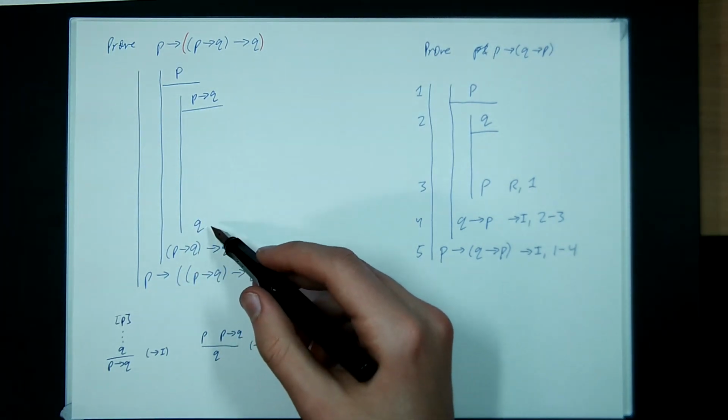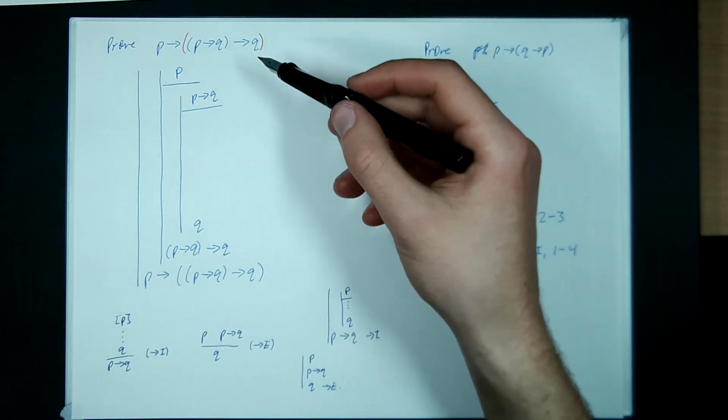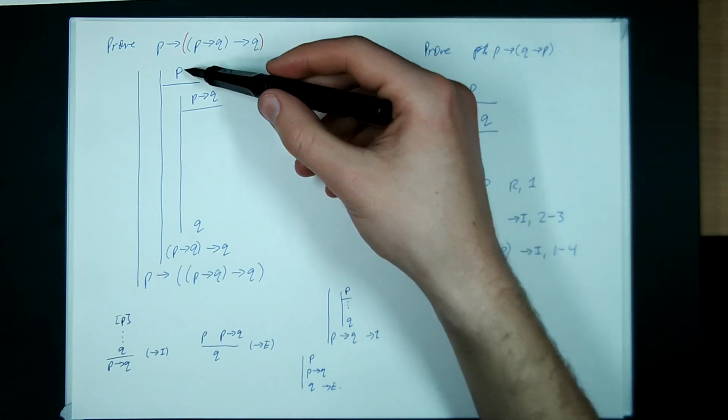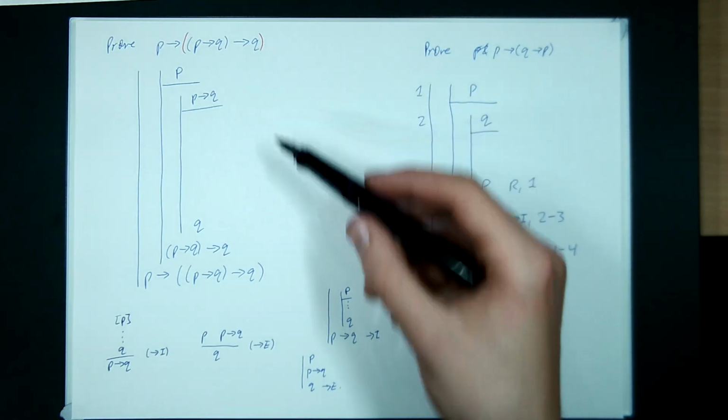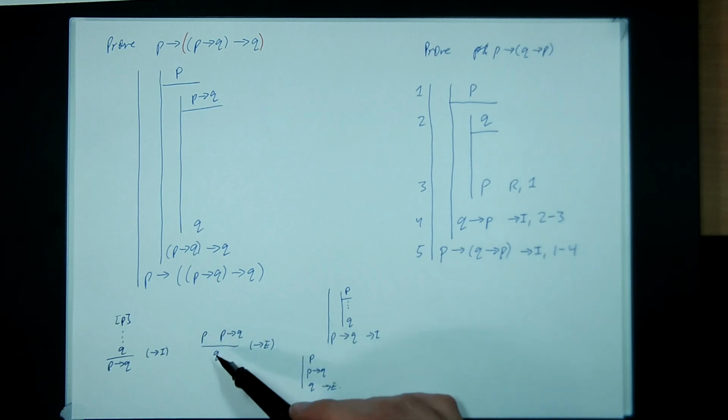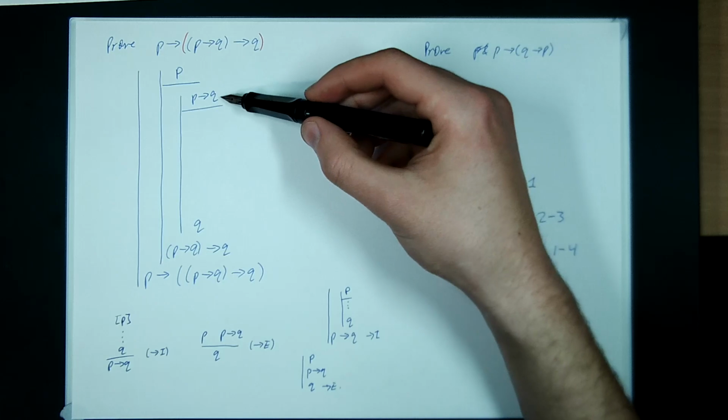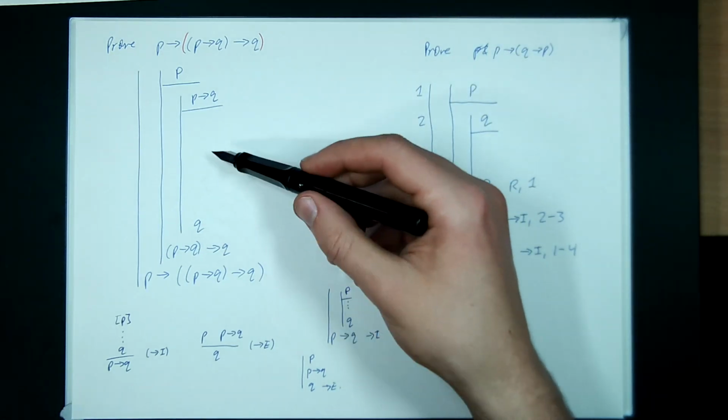Okay? There's no more implications for me to break up. So what else have I got? Well, I've got P, and I've got P implies Q, and I've got the implication elimination rule, which tells me I can put these two things together to get Q. So we have P implies Q, therefore Q, so the gap is filled.